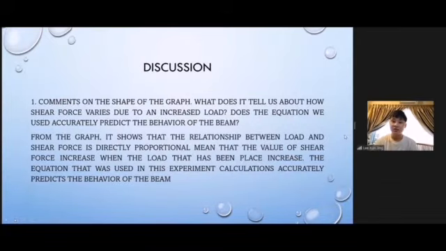As a discussion, for the first question: comment on the shape of the graph. What does it tell us about how shear force varies due to an increased load? Does the equation we use accurately predict the behavior of the beam? From the graph, it shows that the relationship between the load and shear force is directly proportional. This means that the value of shear force increases when the load that has been placed increases. The equation that was used in this experiment's calculations accurately predicts the behavior of the beam.